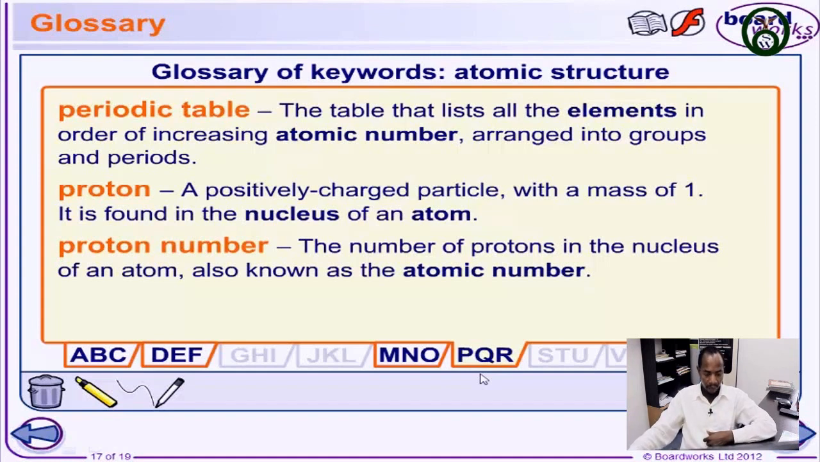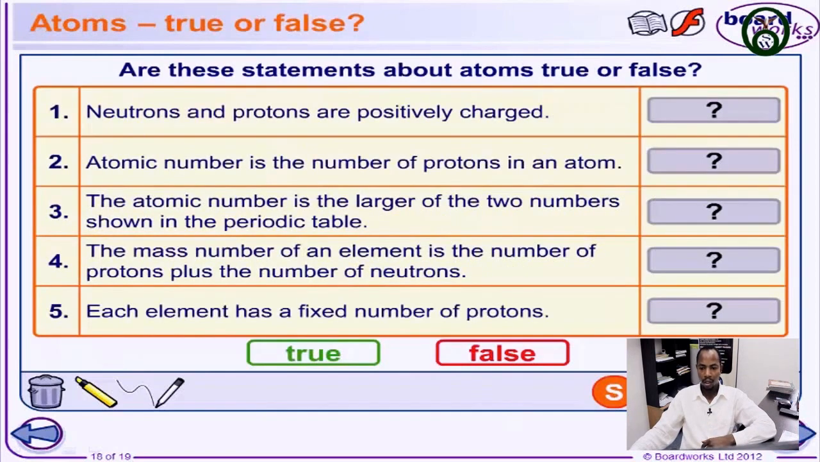Okay, now what of the proton number? The number of protons found in the nucleus of an atom is the proton number, which is also the same as the atomic number. Okay, thank you very much for being with us in today's video.